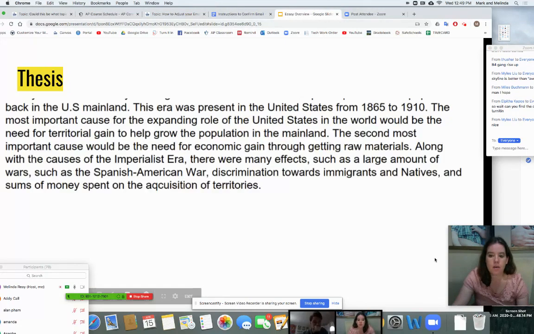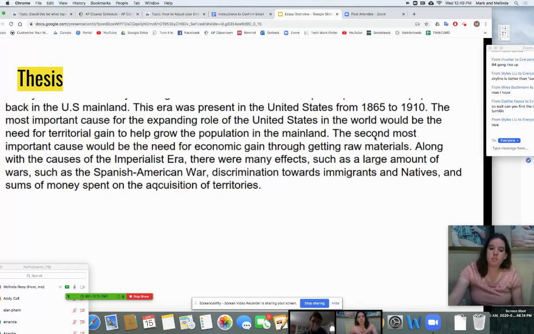The number one reason, though, why people did not get their thesis point is a way too long thesis. This thesis is 1, 2, 3 sentences, and it's really 4 because of a mega long sentence at the end. All theses should be 1 to 2 sentences at absolute maximum. A lot of people made every cause its own sentence. If you notice, the second most important cause would be the need for, and then they just kept going on and on and on. There were some essays that I read that actually had 8 to 9 sentences for their thesis. Remember, theses are only supposed to be 1 to 2 sentences long.